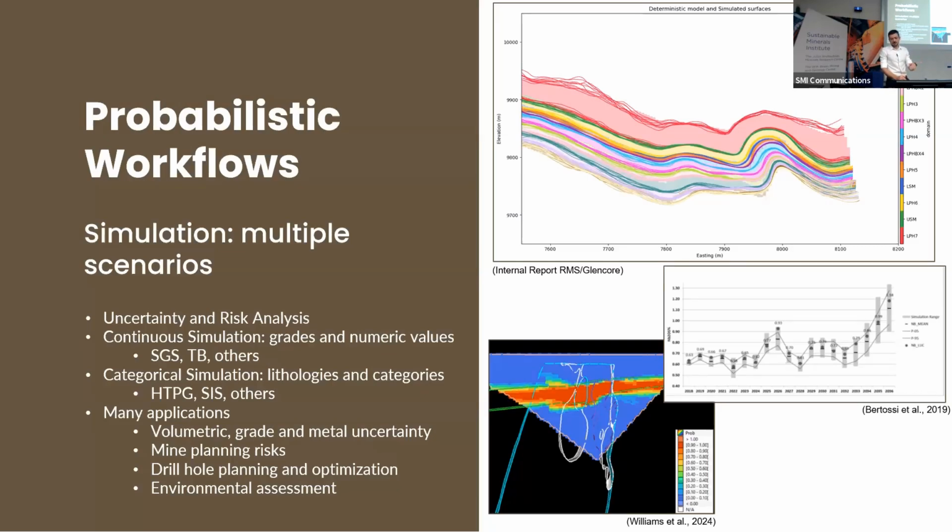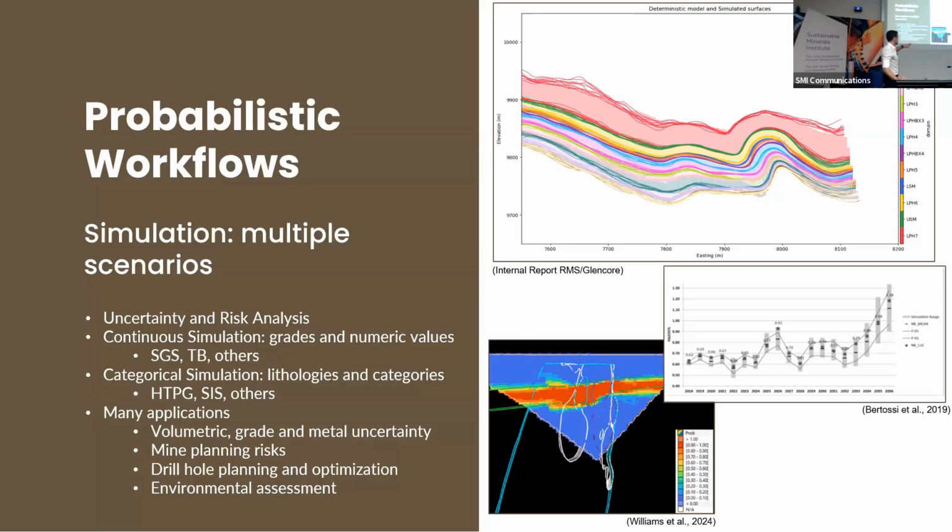And for the probabilistic workflows, as I mentioned a little bit before, you have continuous simulation. That's when you do the simulation of grades on your block model or any numerical values. There's a bunch of different techniques that you can use to do that. There's also categorical simulation. That's when you're doing the simulation of the geology or some lithological feature. As I mentioned, there are many applications you can use: volumetric, grade, and metal uncertainty. There's mining planning risk that can be understood. Drill hole planning and drill hole optimization. You can optimize your drill hole spacing using simulations. But yeah, I feel like this should be the future for the average model, let's say.